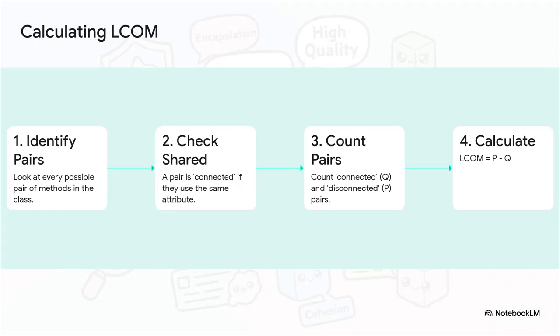So how in the world do we measure this? Well, the whole idea is to see if the methods are actually working together or if they're just operating in their own little worlds. We do this by looking at every possible pair of methods. If 2 methods use the same piece of data, the same attribute, we say they're connected. If they don't share anything, they're disconnected. The final LCOM score just comes from comparing those 2 counts.